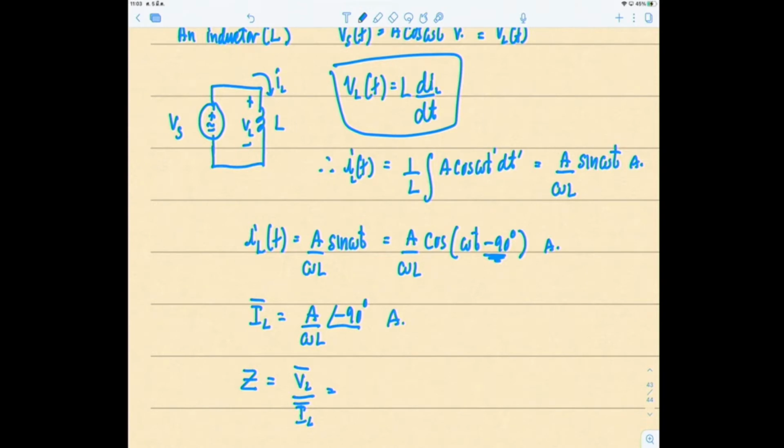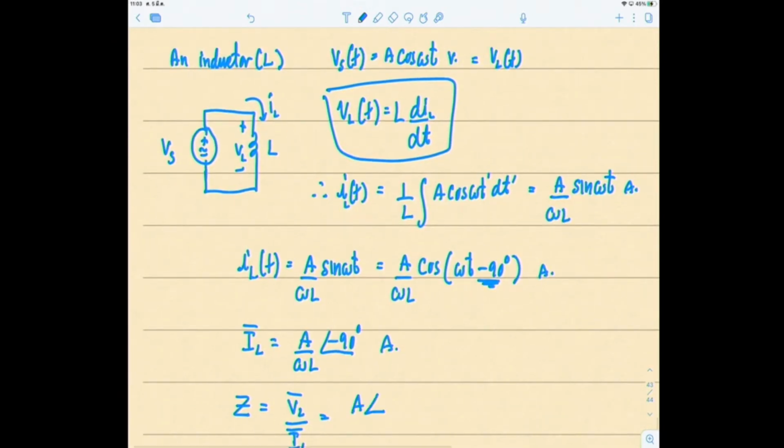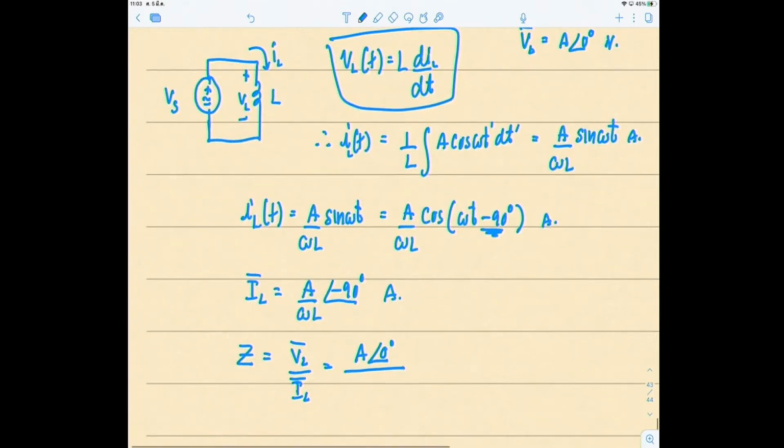VL is, of course, simply A angle 0 degrees, right here. If you put VL phasor, it's equal to A angle 0 degrees volts, divided by IL phasor form, so it's A over omega L angle minus 90 degrees. A cancels, omega L inverse goes back up there, so it becomes omega L angle 90 degrees, because this becomes 0 minus minus 90 degrees, so positive 90 degrees ohms. Ta-da!